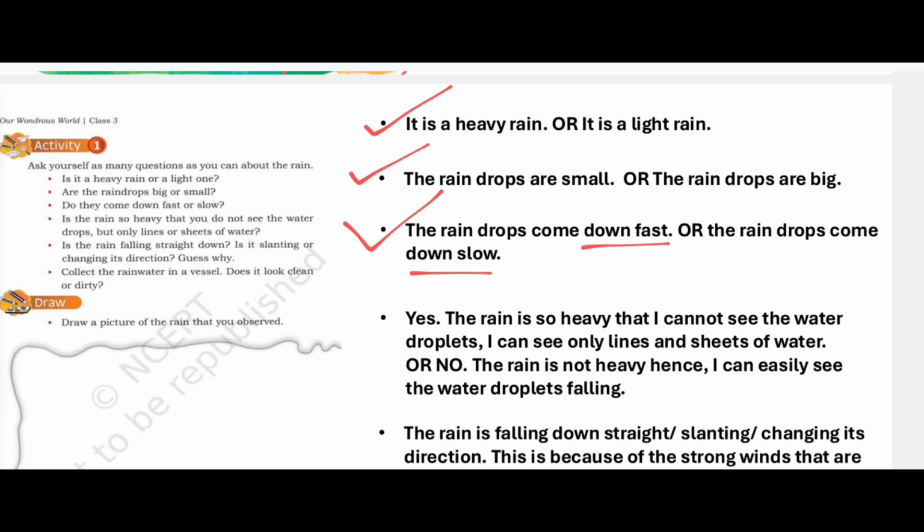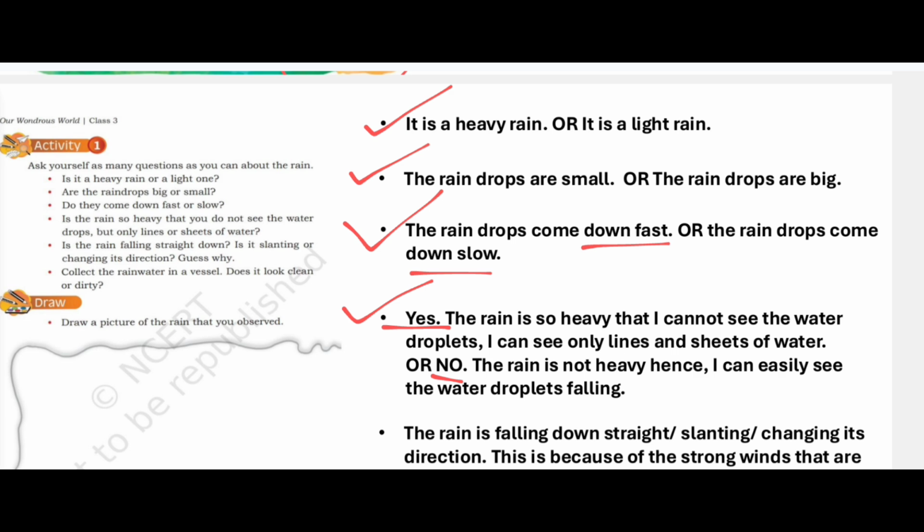Next, is the rain so heavy that you do not see the water drops but only lines or sheets of water? Yes. If it is heavy, then you'll say yes, the rain is so heavy that I cannot see the water droplets. I can only see lines and sheets of water. Or, no, the rain is not heavy, hence I can easily see the water droplets falling.